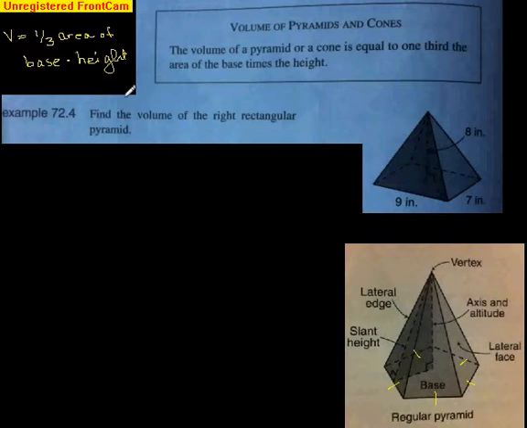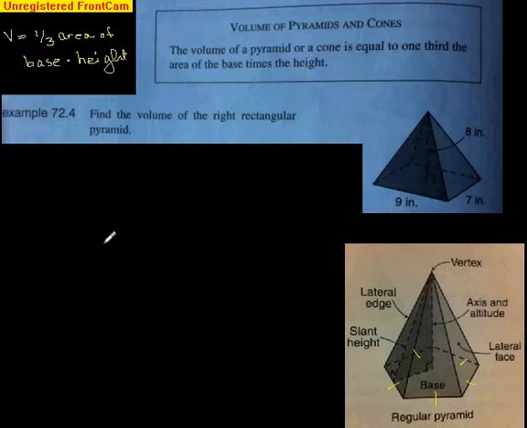So if they want us to find the volume of a right rectangular pyramid, all we're going to do is find the area of the base times whatever the height is. It's going to be the altitude height, not the slant height. It's going to be the actual altitude in the middle. So these aren't that hard. The volume of a pyramid is equal to 1/3 times that.